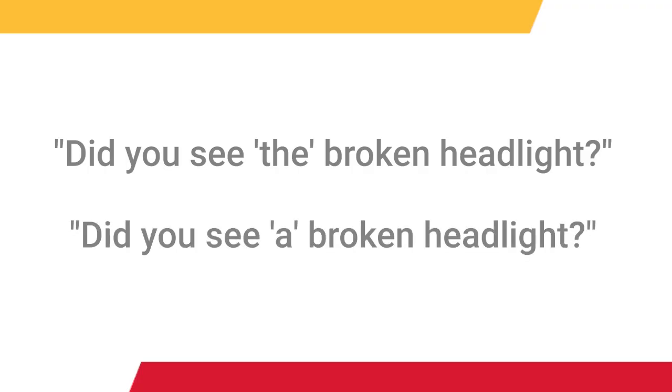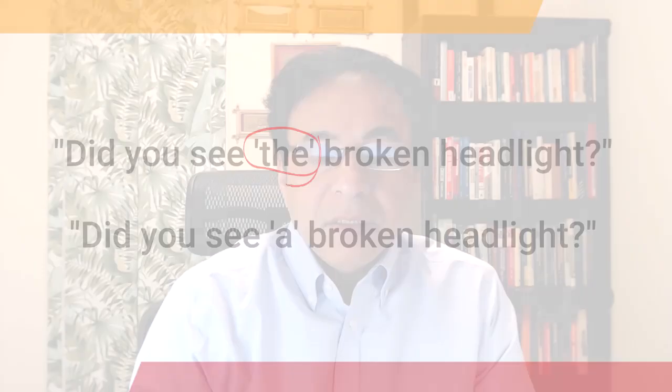Both groups were then asked the same question, but in one group, a single word was changed. So one group was asked, "Did you see the broken headlight?" Another group was asked, "Did you see a broken headlight?" It was seen that the question that contained the word "the" produced more "don't knows" and "yes" answers. Thus, even one word in a question can result in question bias that will distort the survey findings.